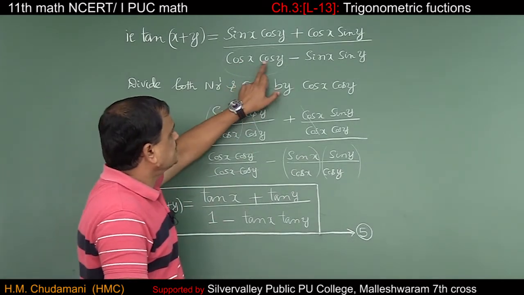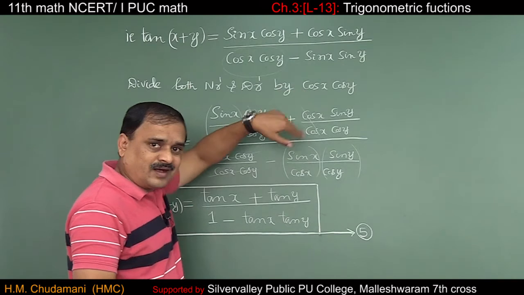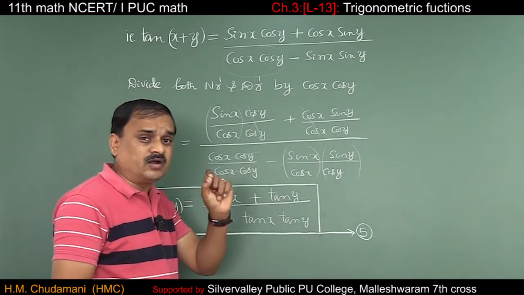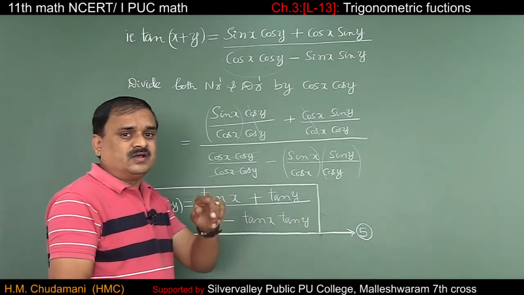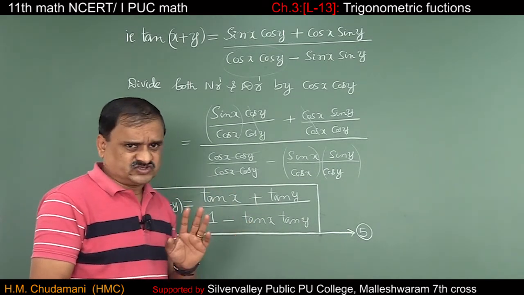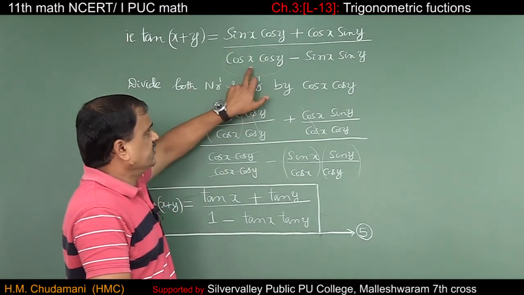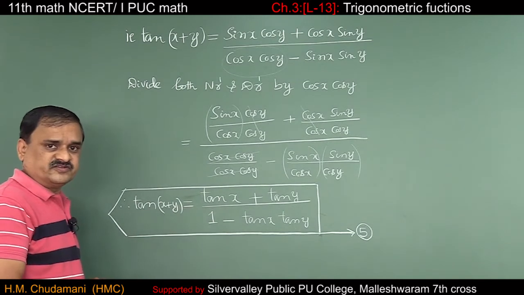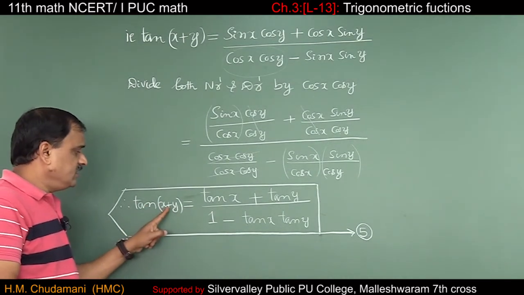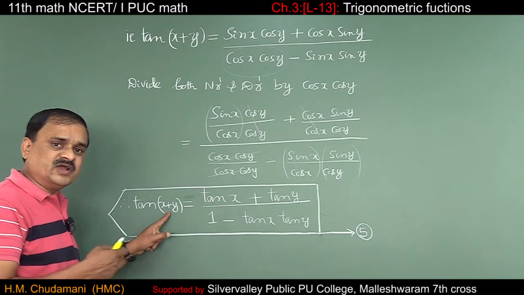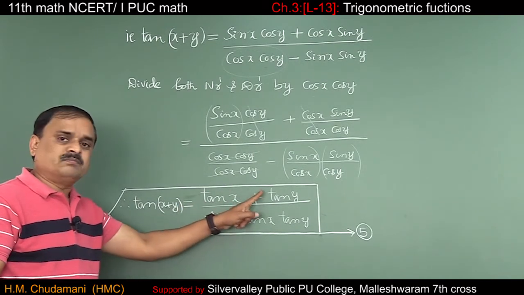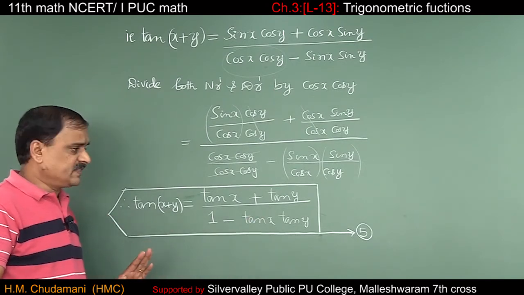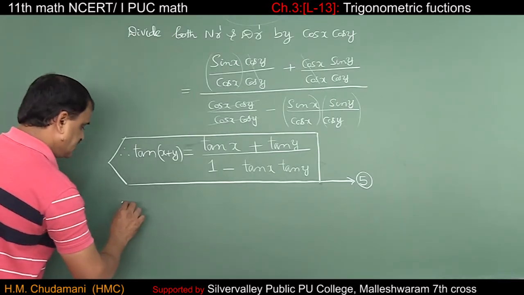See, cos x, cos y or cos of x plus y: none of the angles x, y and x plus y are odd multiples of pi by 2. Why? Because cos of an odd multiple of pi by 2 is 0, and anything divided by 0 is not defined. That's why that condition is important. Okay, hence the result. Similarly, if you replace y by minus y, you get tan x minus tan y divided by 1 plus tan x into tan y. Okay, that is result number 6 actually.